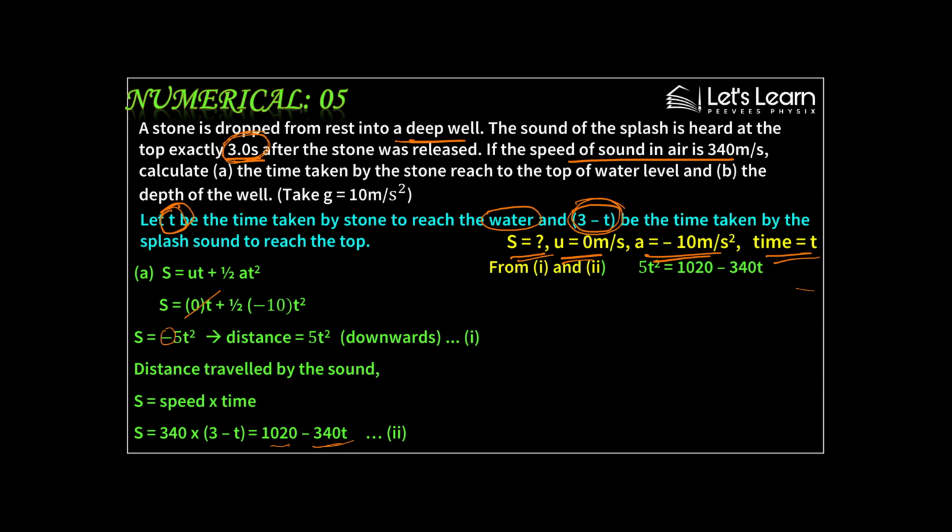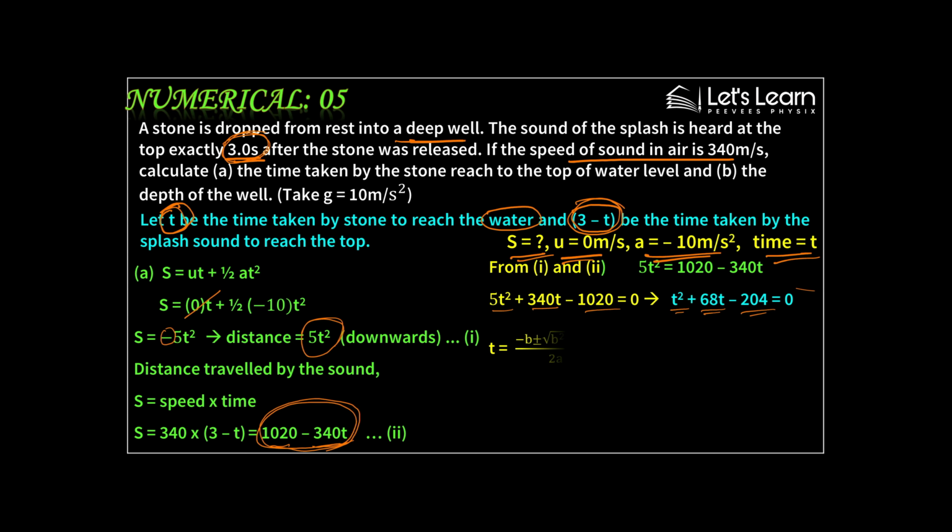We know these two are equal, so 5t square, the distance traveled by the stone, should be equal to the distance traveled by the sound. So we are equating those two. And when we rearrange them, we get a quadratic equation. And we can see 5 is common everywhere. So dividing by 5 everywhere gives you t square plus 68t minus 204 equals 0.